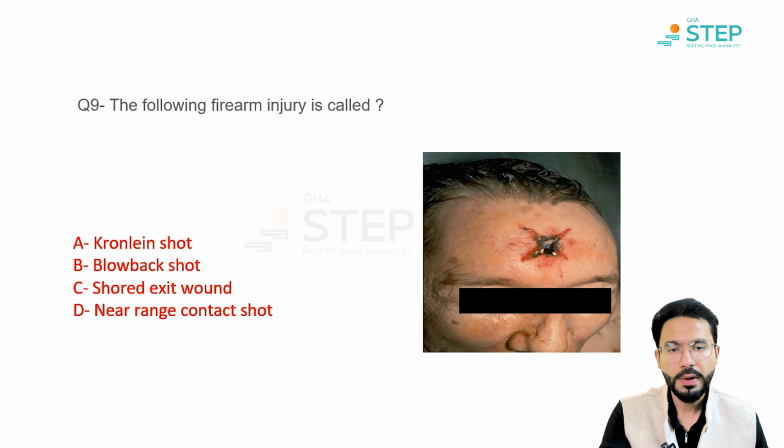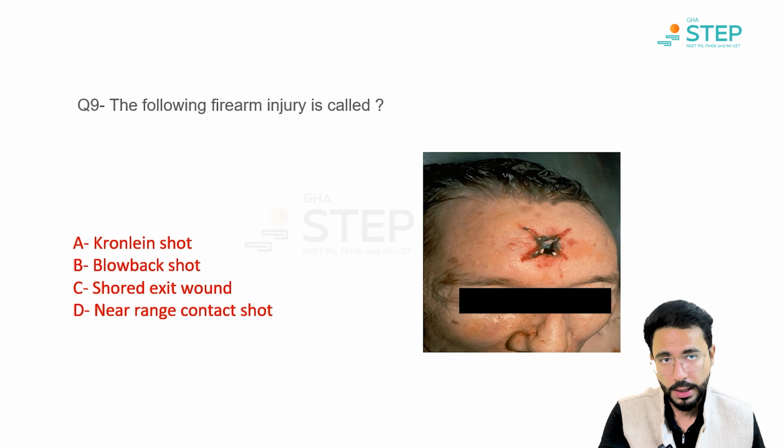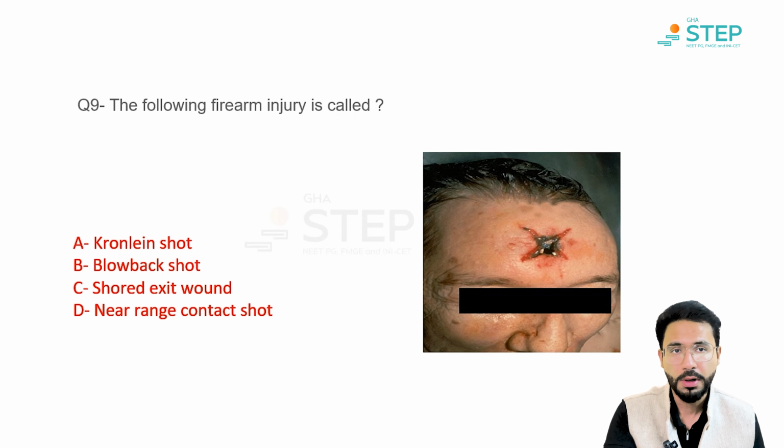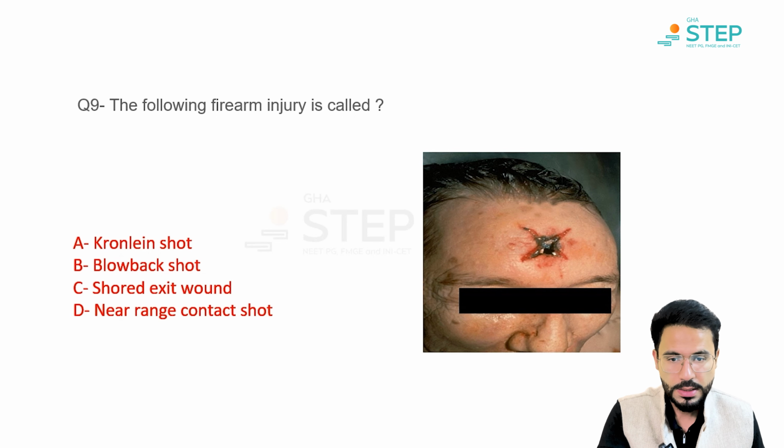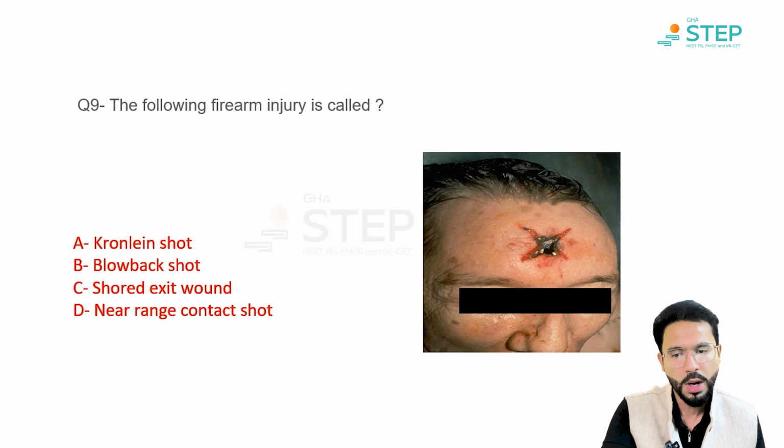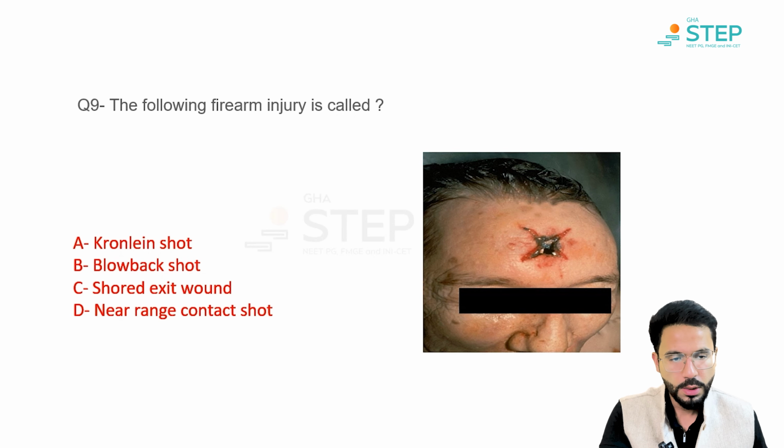Next question. The following firearm injury is called. Now you have an image. Now let's look at the options. So when nothing much is given to you, first look at the options and then look at the image. So it is a Kronlein shot, a blowback shot, a shored exit wound, a near range contact shot. What is it? Now let us look at this picture.